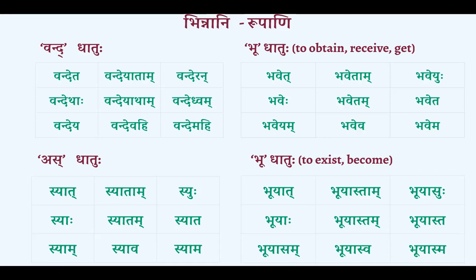To exist, become. Bhuyat, bhuyatam, bhuyasuhu, bhuyaha, bhuyasam, bhuyasta, bhuyasam, bhuyasva, bhuyasma. Sentence. So Shubham Bhuyat, that is what Jay Kumar Mahodaya says. So what does it mean? Let goodness be, or let good things happen. May good things happen.